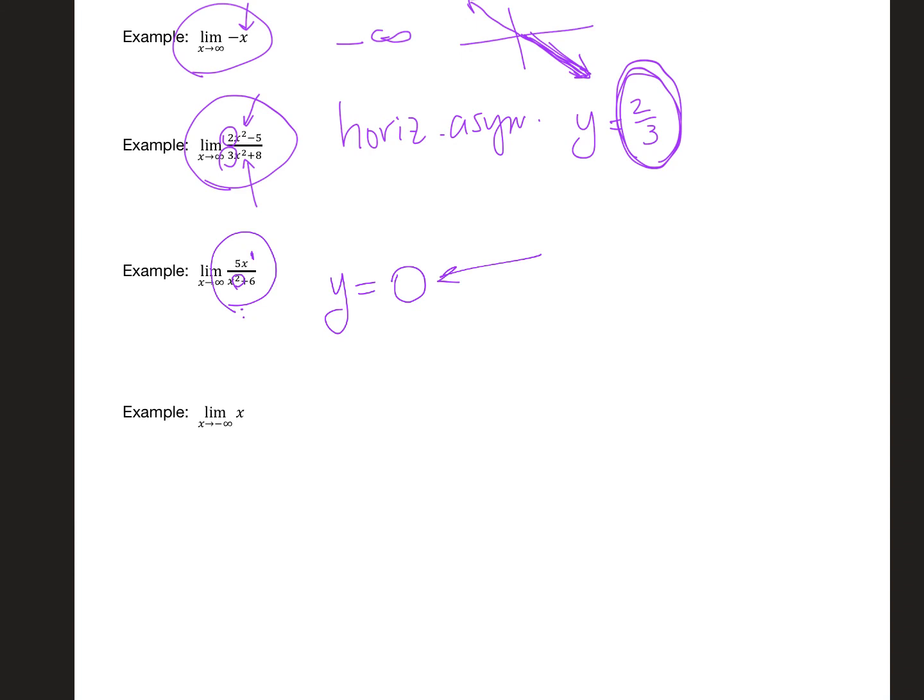And then this last one, notice that this time we're approaching negative infinity. I know what this picture looks like: when y equals x, I have this line. But this time I'm approaching negative infinity, going this way, and this is on its way down. So its limit is negative infinity.